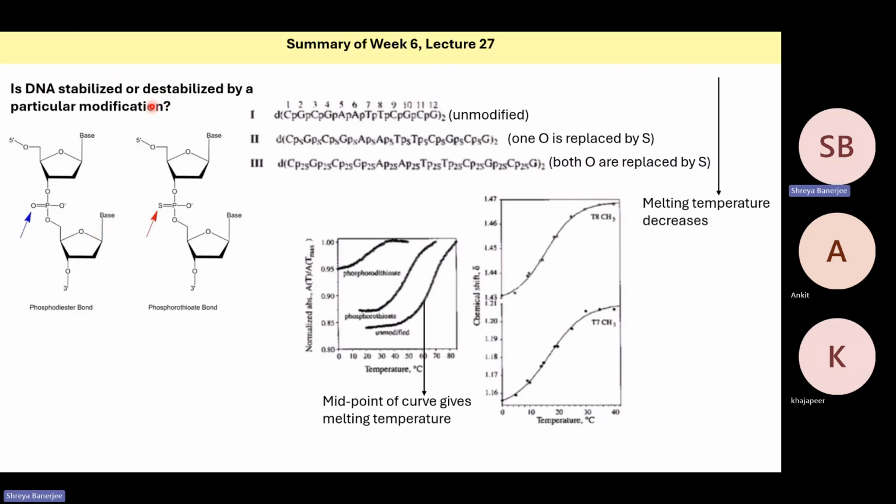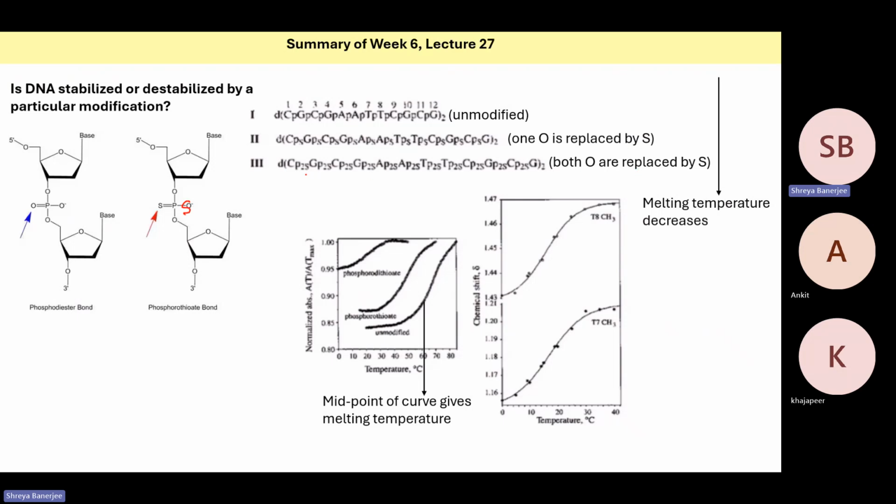So another thing we can study is that suppose we have a modification in the DNA. This is the general DNA structure where 2 deoxyribose sugars are attached by a phosphodiester bond. Now, if one of the oxygens in the phosphodiester bond is replaced by sulfur, that is called a phosphothioate bond. So you have 3 DNA here. First is the unmodified DNA. Another is the one where one oxygen has been replaced by sulfur. And the second modification is where this oxygen has also been replaced by sulfur.